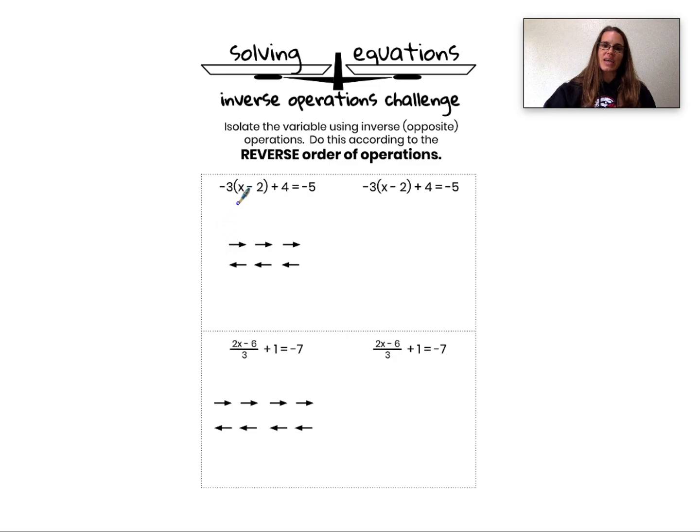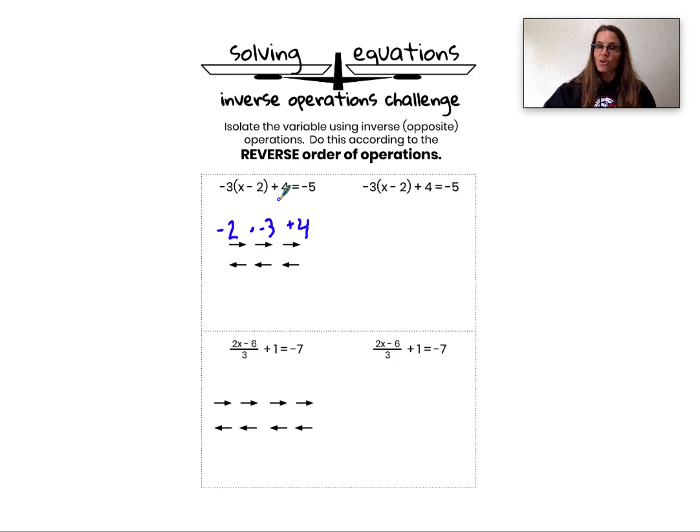All right, so in my equation, the first thing that's happening to x, according to my normal order of operations, is I'm subtracting 2. I do what's inside the parentheses first. The next thing that's happening to my variable is I'm multiplying x minus 2 times negative 3. Finally, the last thing that happens in my equation is I add 4. So according to my normal order of operations, I subtract 2 from x, I then multiply that by negative 3, and then I add 4.